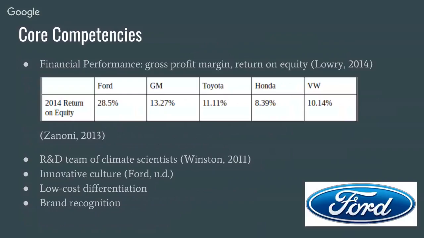One of Ford's competencies is their strong financial performance. Ford's gross profit margin was 12.8% in 2014, right behind the industry median of 16.5%. Ford also has a high return on equity compared to its competitors, as shown in the chart below. Ford's strong financial performance has allowed them to invest in R&D.